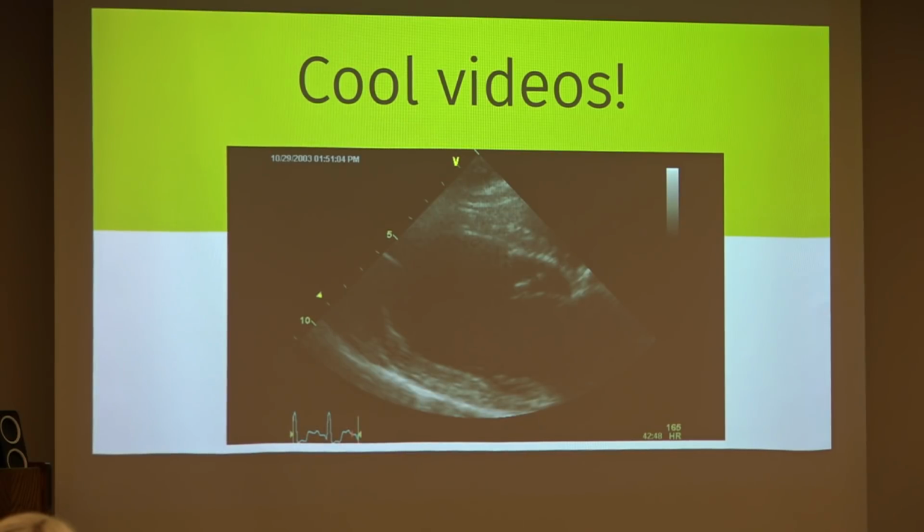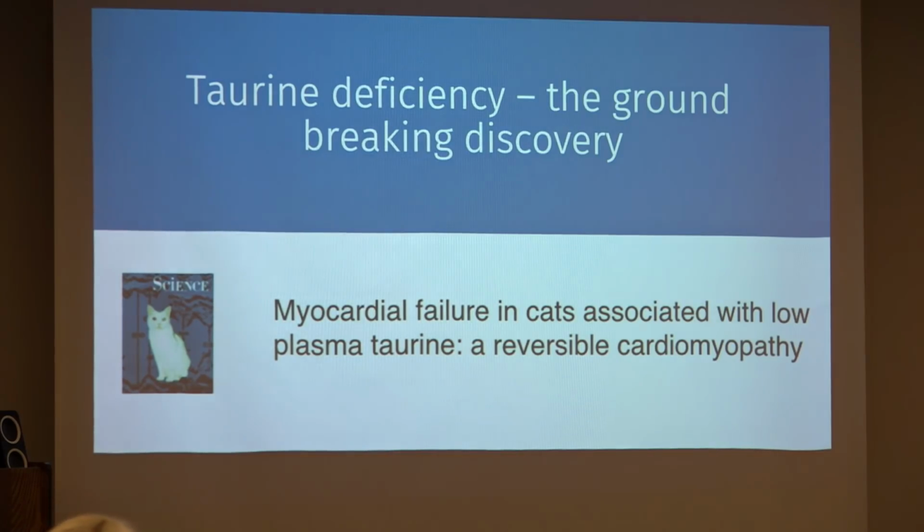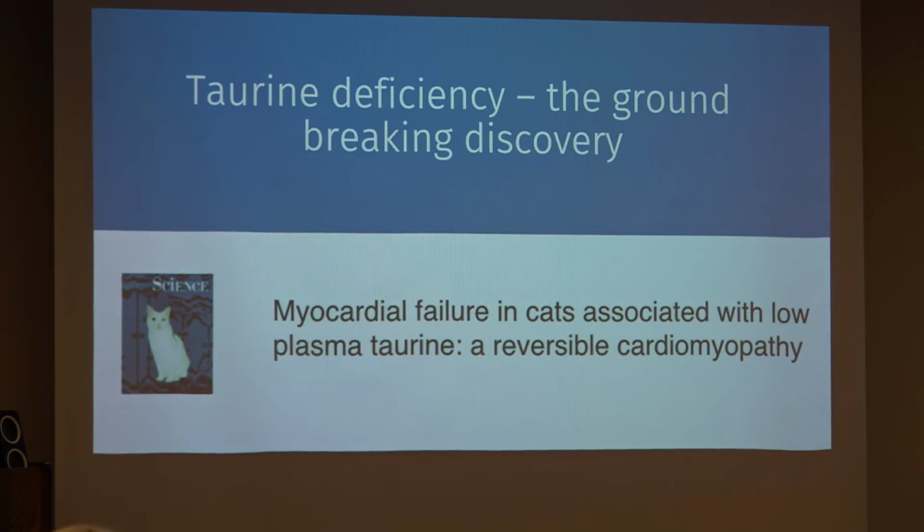Your heart dilates, the muscle's not pumping very well, and so you're not pumping blood to all the parts of your body. Eventually, your heart will compensate, and then it'll start failing. And that's when these guys start showing clinical signs of having heart disease. So what about taurine? What do we know about it?